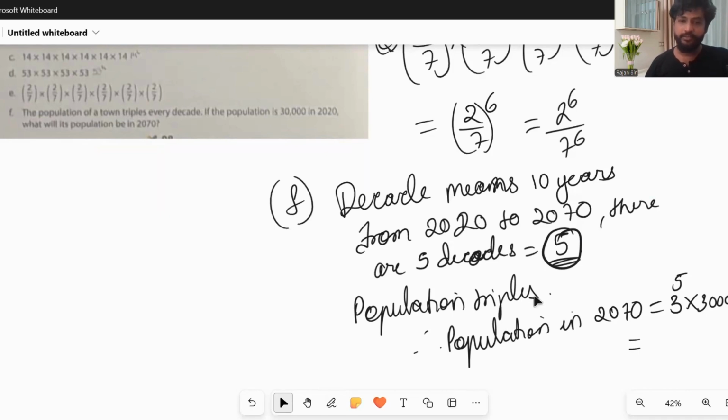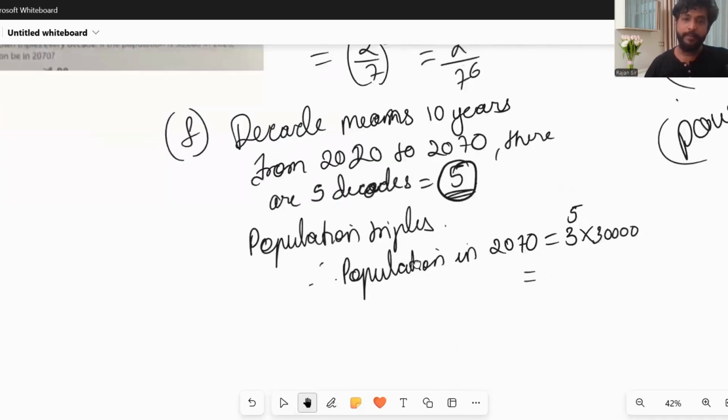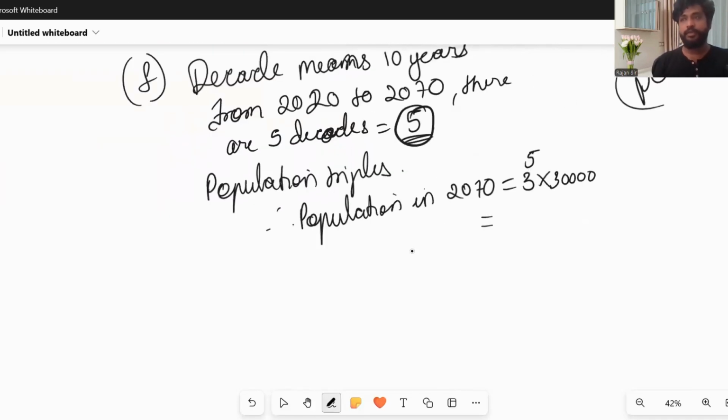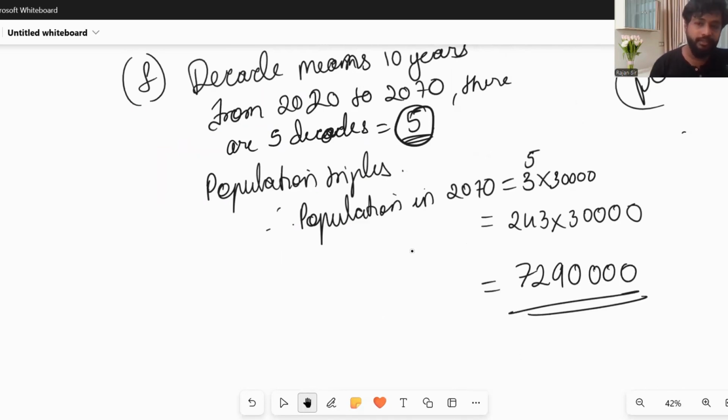So the answer is, wait a second. 3 raised to 4 is 81, and 3 raised to 5 is 243. So you write 243 for this one and 30,000. Then you multiply: 3 6s are 18... 3 4s are 12, 1 carry, 729. And then you write the extra zeros. That's it. That will be the population after 50 years or 5 decades.